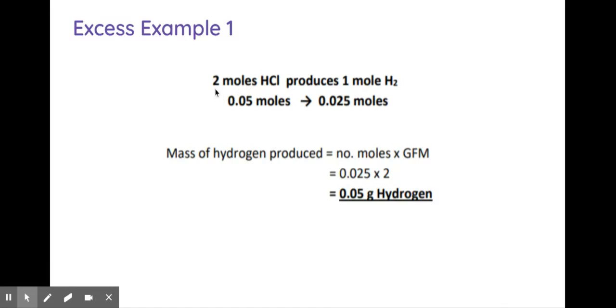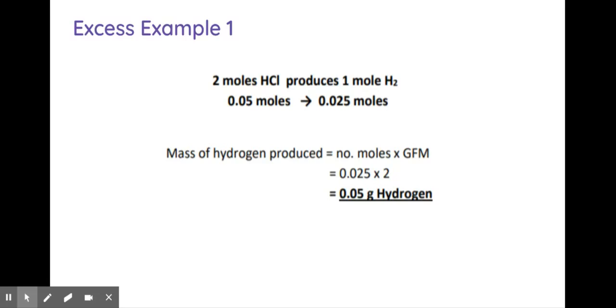So what we do is we use the mole ratio, so 2 moles of hydrochloric acid produce 1 mole of hydrogen gas, to find out how many moles of hydrogen gas we have. So if you react 0.05 moles of HCl, you will produce 0.025 moles of hydrogen. Using the number of moles, we can calculate the mass by multiplying the number of moles by the GFM. Hydrogen's GFM is 2, multiplied by 0.025, we end up with 0.05 grams of hydrogen produced.